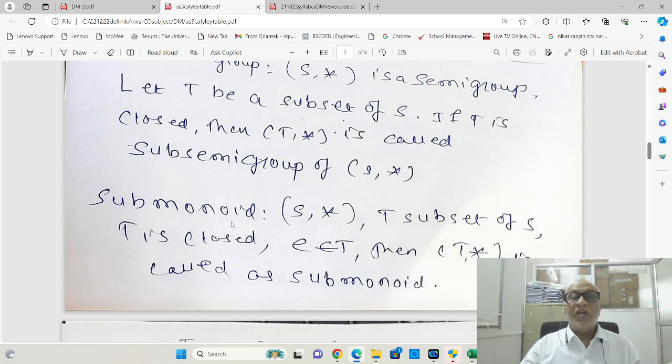Similarly, submonoid. A monoid will be there, and inside that a submonoid will be there. Let us say S comma star is a monoid and T is a subset of S. If T is closed and if it holds this property, identity belongs to T, then T comma star is called a submonoid.